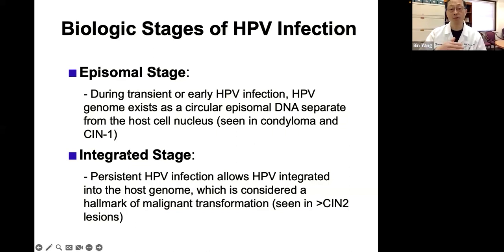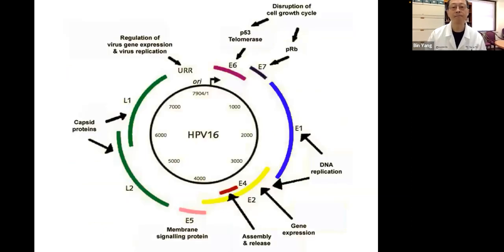And when there is persistent infection in these women, that provides an opportunity for HPV to integrate into the host genome, that's the hallmark for malignant transformation. All the HSIL cells have integrated HPV status. This is an HPV genome. I will not bore you with that, but what I want to emphasize are two very important viral proteins we call viral oncoproteins E6, E7. These two proteins, when integrated, are highly expressed.